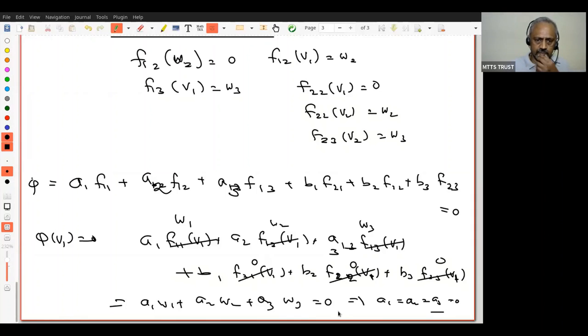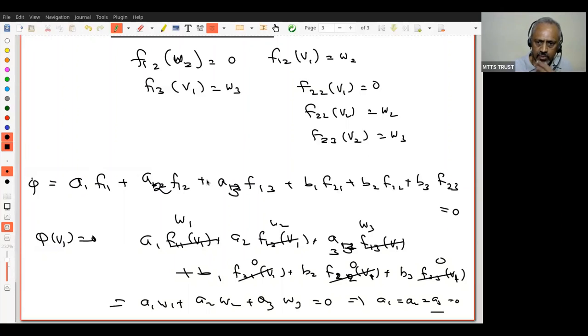Now, do not get confused with my notation. This is a1 f11 v1, a2 f12 v1, and this is a3 f13 v1, and b1 f21 acting on v1, b2 f22 acting on v1, b3 f23 acting on v1. So these are all 0.